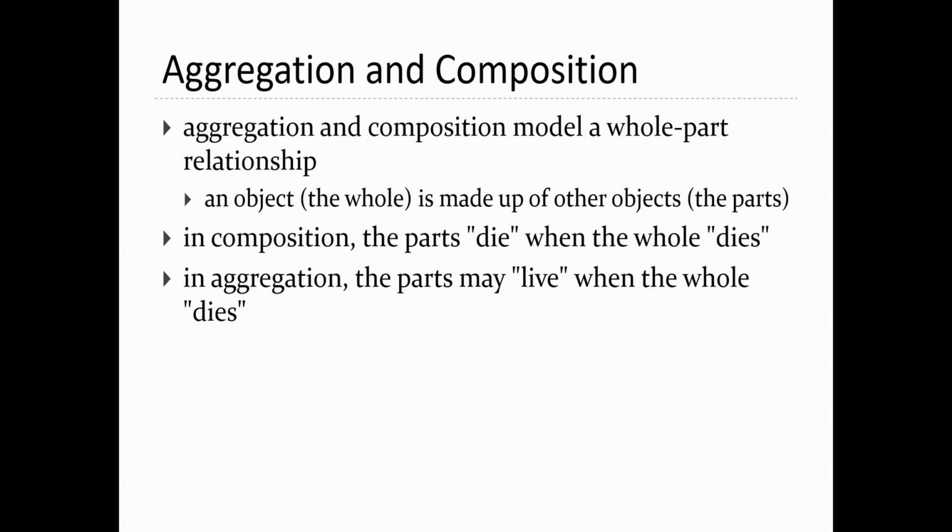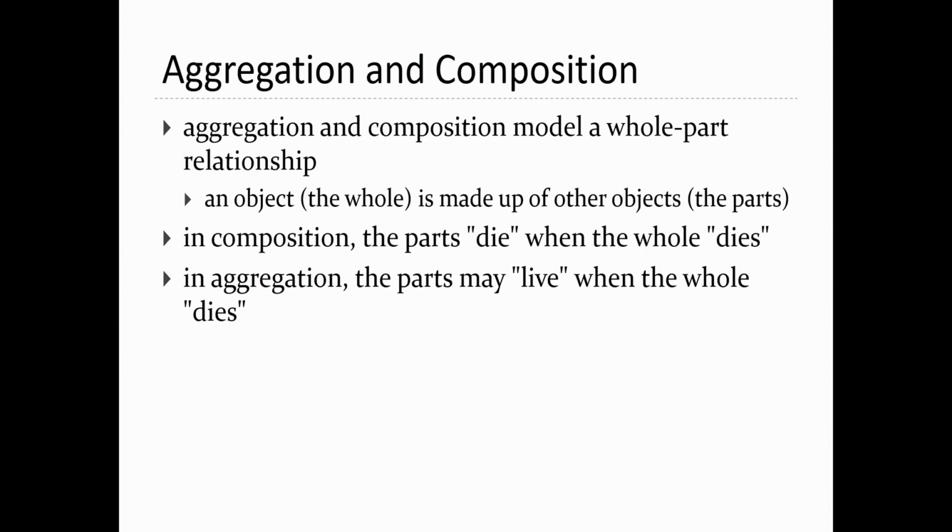The difference between aggregation and composition is that if you have a composition, right, then the parts die when the whole dies. Right? So when your object goes away, all of the individual objects that it's made up of should also go away. Right? So what that means in Java is when you're done with an object, right?